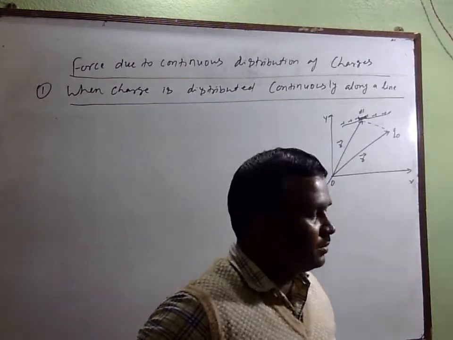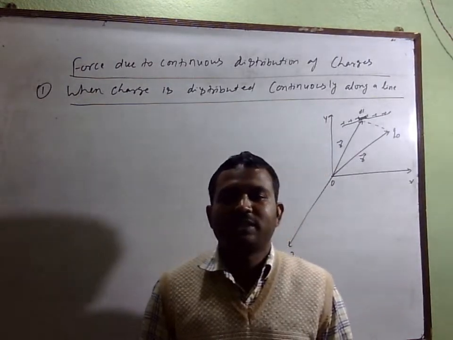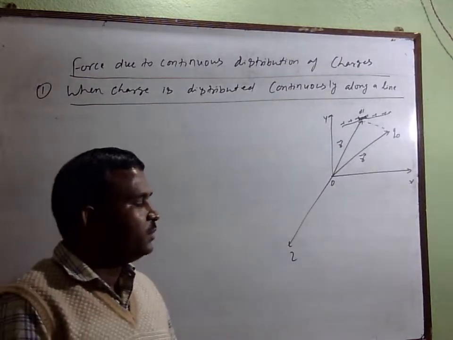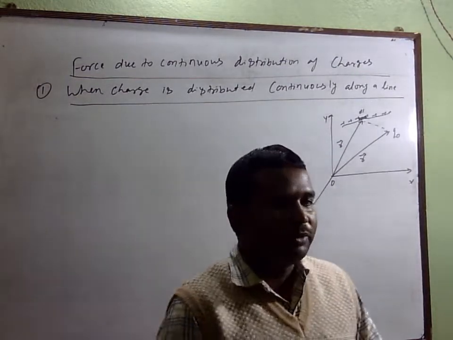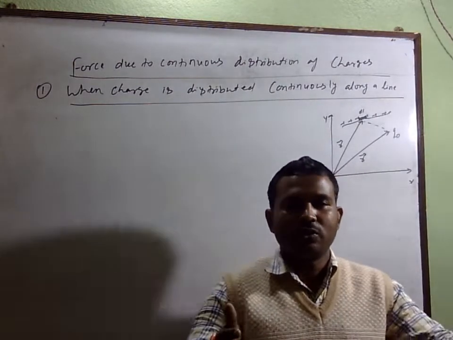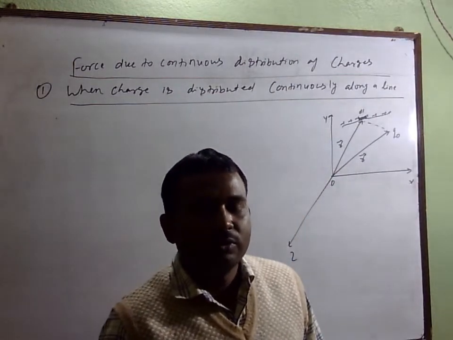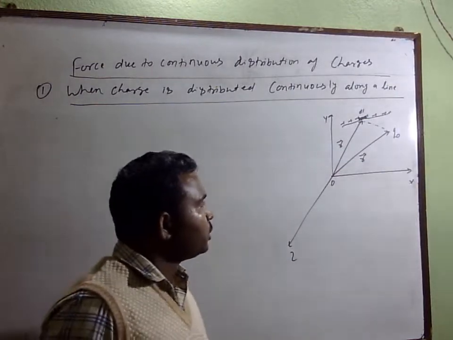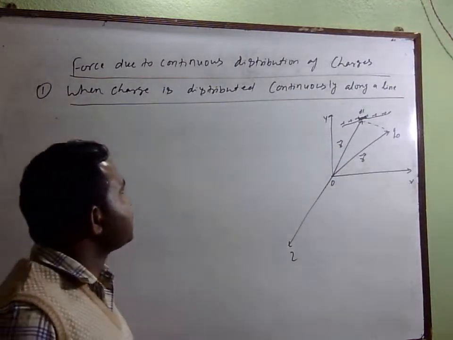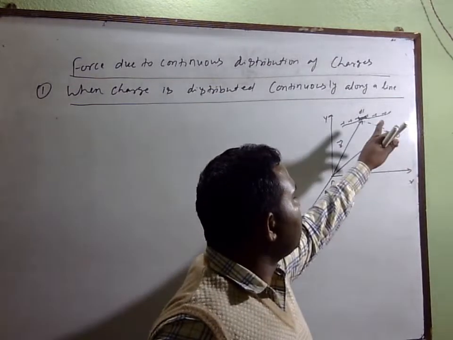You know that when there are many charges, we can distribute them on a line, we can distribute them on a surface, and we can also distribute them on a volume. So students, first I have taken the case when charge is distributed continuously along a line.